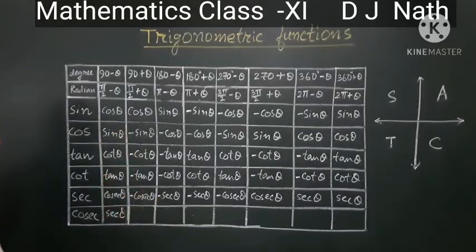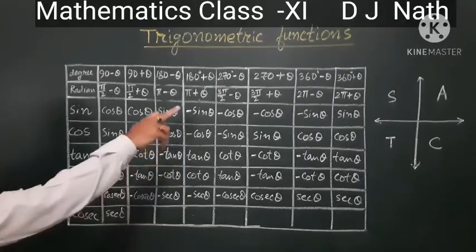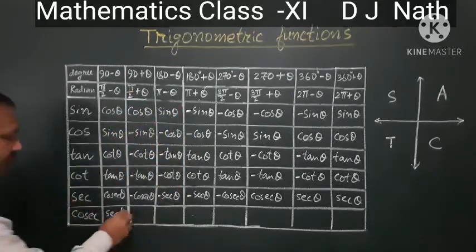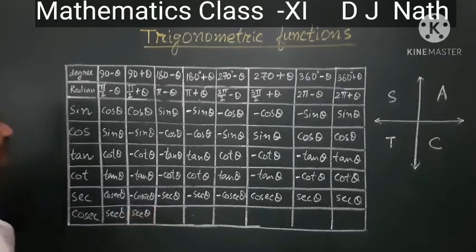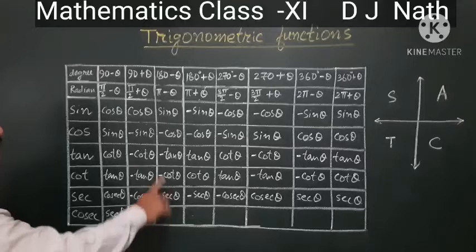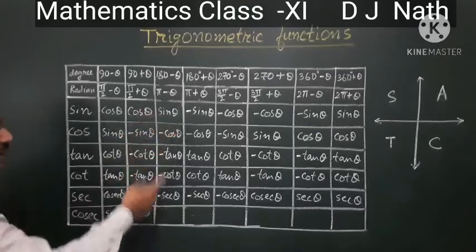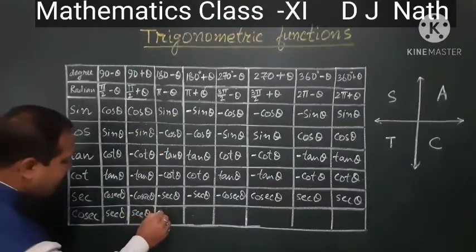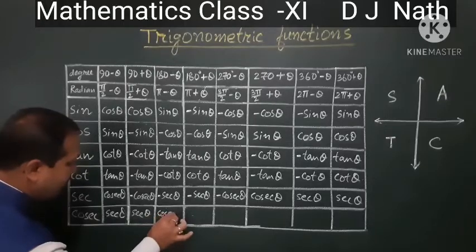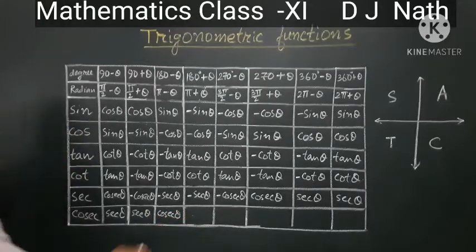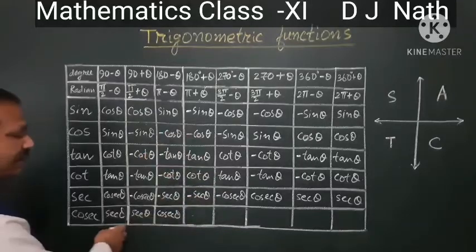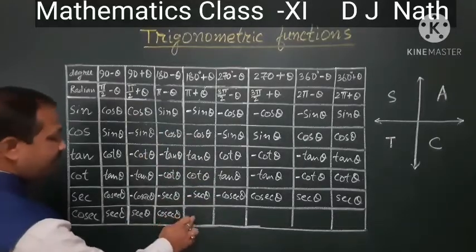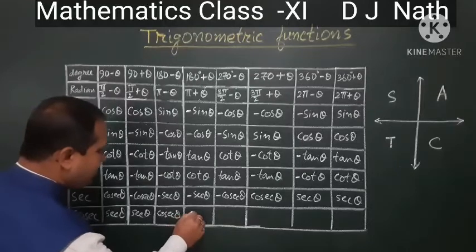90 plus theta, it is second quadrant, sin and cosec are positive, so it is only sec theta. Now 180 minus theta, second quadrant again, sin and cosec, so it is cosec theta only. 180 plus theta, third quadrant, negative, cosec is negative, so it is minus cosec theta.